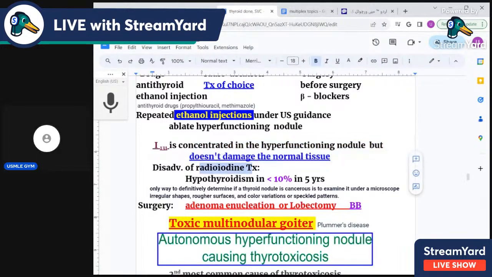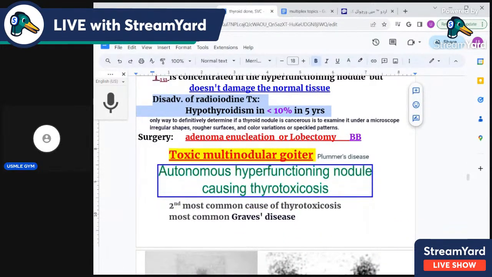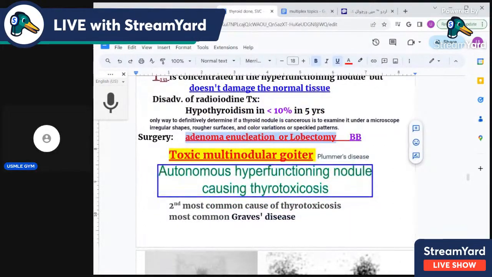Disadvantages of radioactive iodine treatment: it may cause hypothyroidism in 10% of cases in 5 to 10 years. It may also cause hyperthyroidism, if you see the Wolff-Chaikoff effect, increased trapping and decreased trapping. And then we have surgery. Adenoma enucleation or lobectomy is the treatment of choice for surgery. And before the surgery, beta blockers are given.